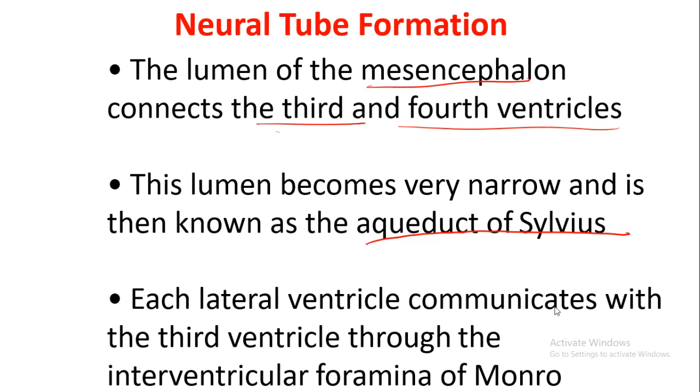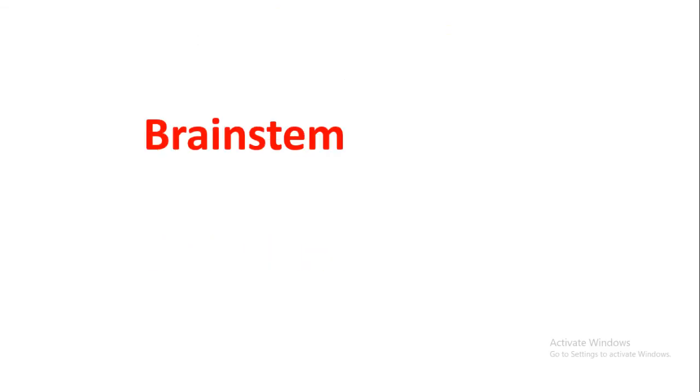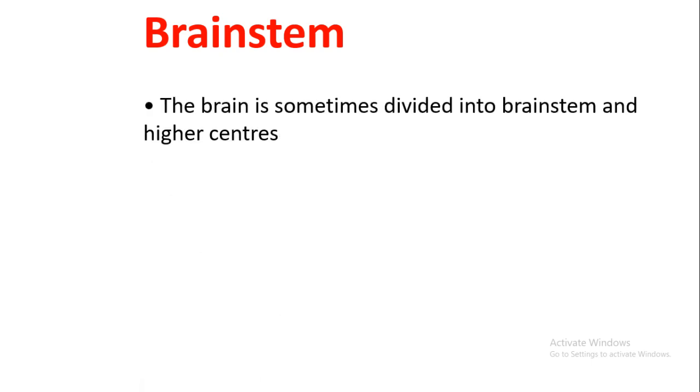Then we need to know that each lateral ventricle communicates with the third ventricle through the what? The interventricular foramen of Monro. Yeah. Now, let's quickly move on to our last part, which is just the what? The brainstem. So sometimes the brain is divided into the brainstem and the what? The higher centers. The brainstem is made up of the following.